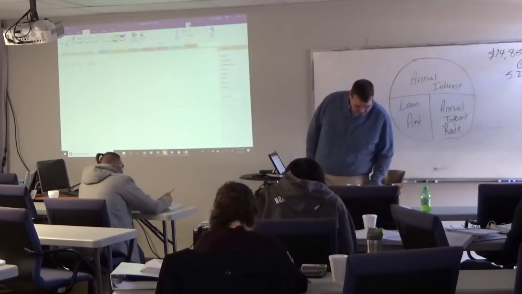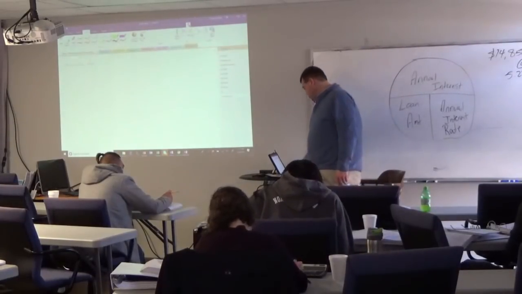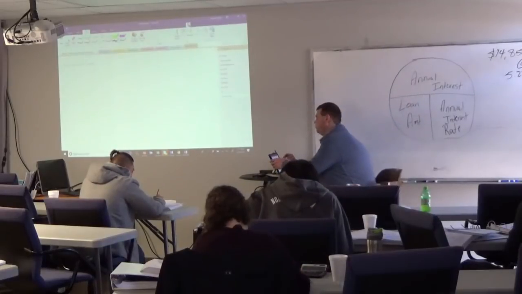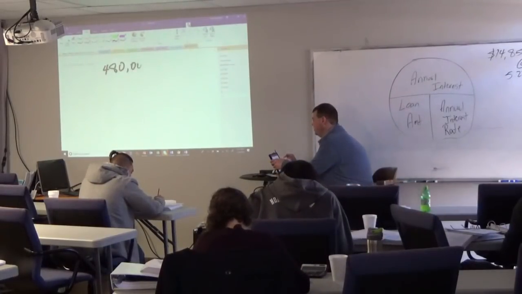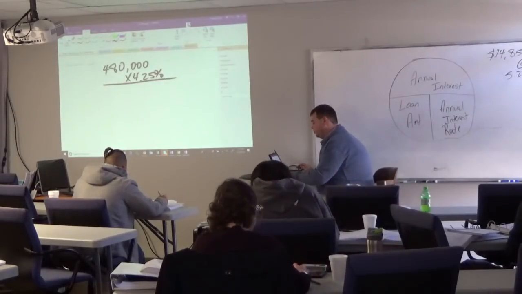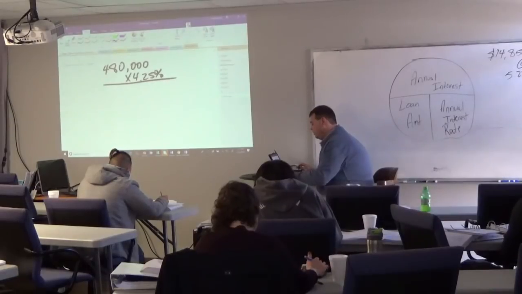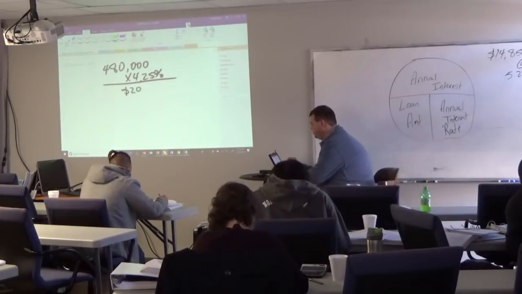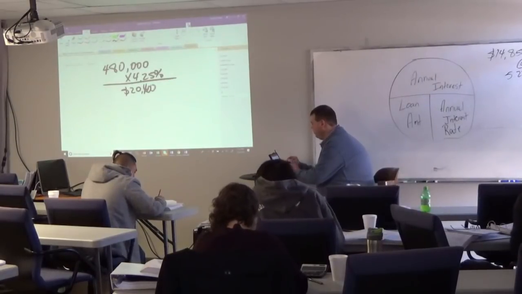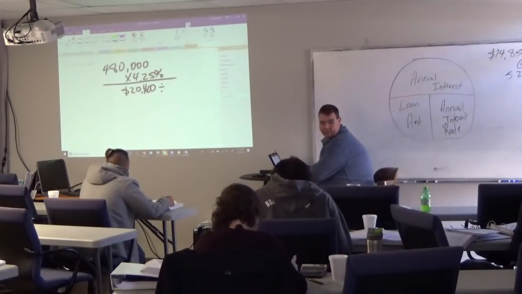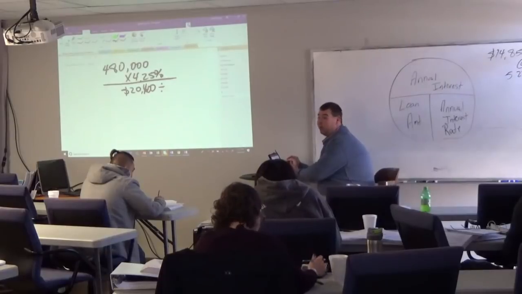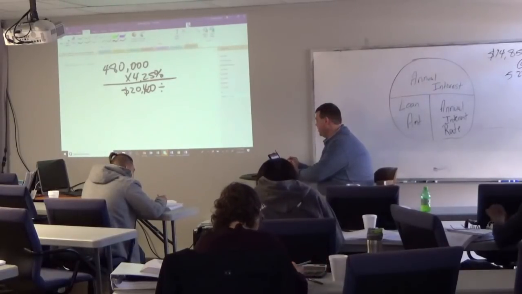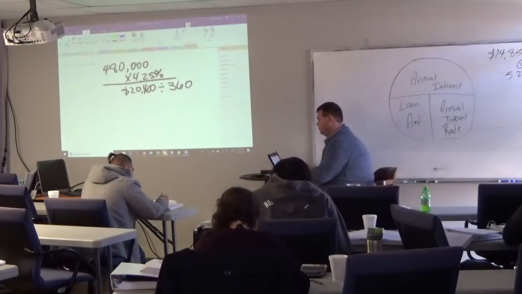So what are we going to do on this? 480 times 4.25%. Yep, $480,000 becomes easy after this. That is $20,400 in annual interest, right? Divided by what? 12? Not 12. 360. We want daily, right? Interim interest is based on daily because we want days of interest. So we're going to divide that by 360.